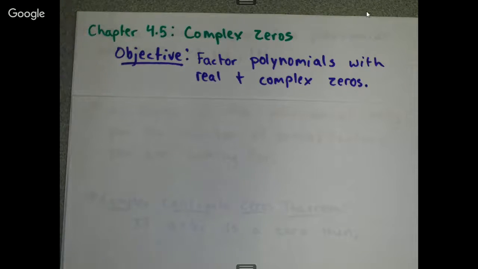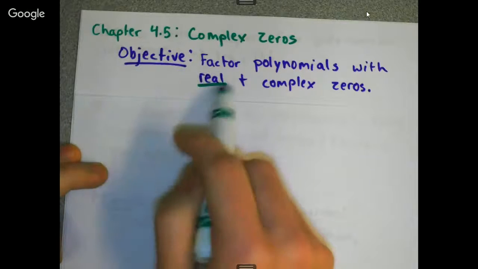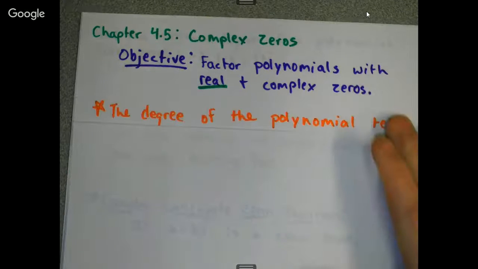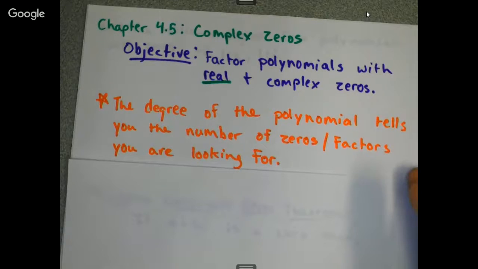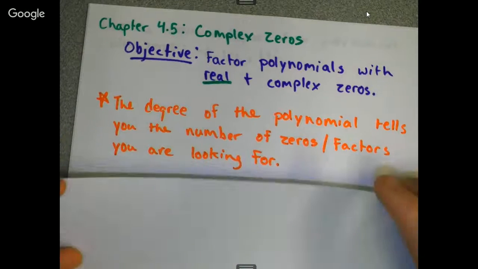So in Chapter 4.4, we solely worked on real zeros. Okay, and now in Chapter 5, we're going to combine these real zeros that we have found with our complex zeros. So the degree of the polynomial tells you the number of zeros, zeros and factors and roots are all the same thing, that you're looking for.